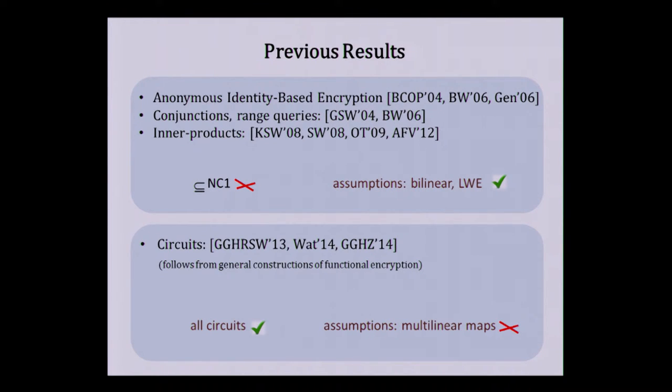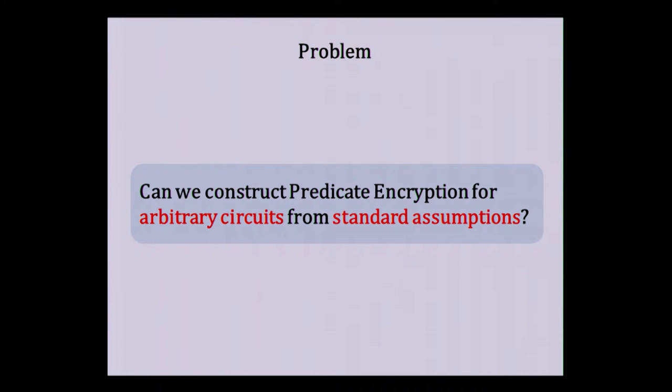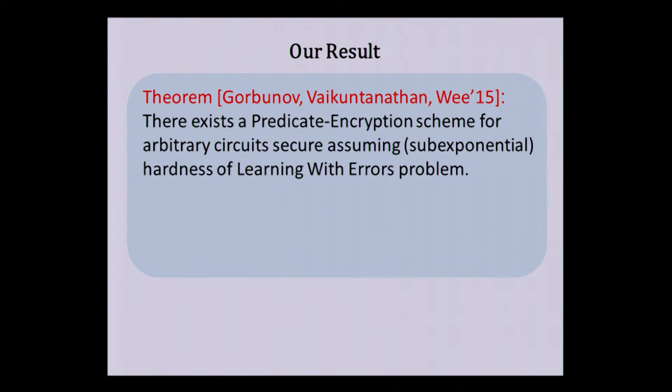Now, there is a different line of work that realizes a more powerful primitive, such as functional encryption for arbitrary circuits. But unfortunately, all of those constructions rely on multilinear maps. And as we know, as of today, there are no good candidates of multilinear maps that we can use. So the standard problem that we're facing is whether or not we can construct a predicate encryption for arbitrary circuits from standard assumptions. And this is what we achieve in this work.